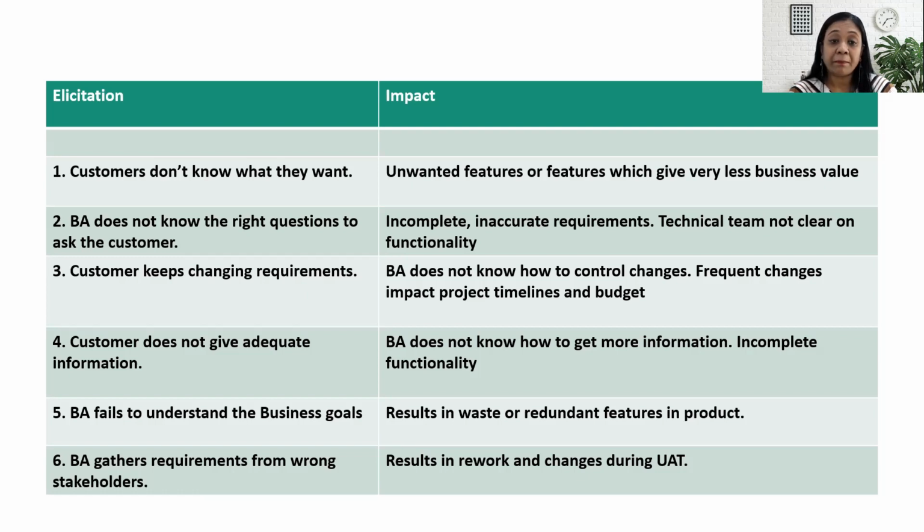Challenge number five, BA fails to understand the business goals. This results in features that are not aligned to the business goals. That means waste or redundant features. Challenge number six, BA gathers requirements from the wrong stakeholders. This again results in rework during UAT.